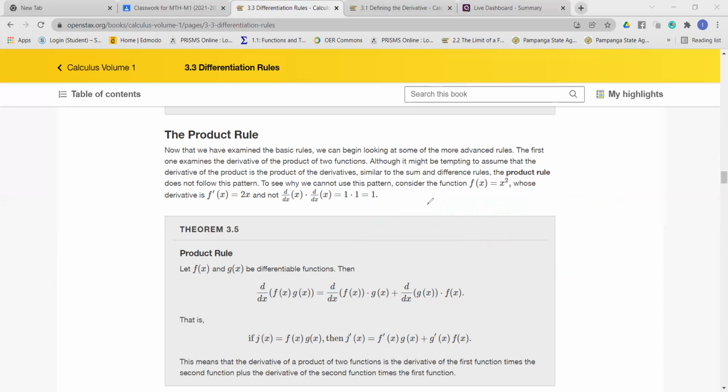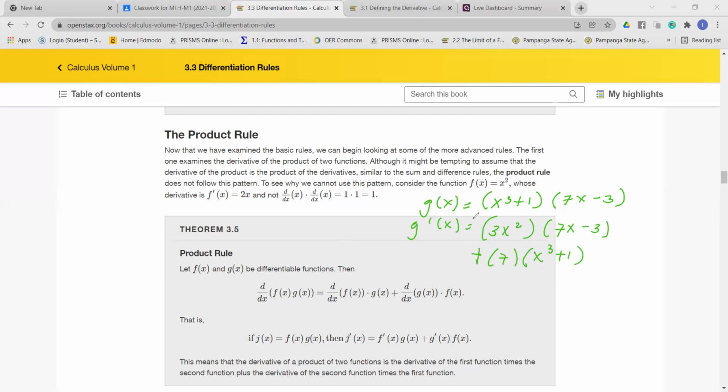So, ganun siya. Halimbawa, meron kang g of x be equal to x cubed plus 1 multiplied to 7x minus 3. So, ganun din siya. So, g prime of x will just be the derivative of the first, that will be 3x squared, times the second. So, kopyahin mo lang. Okay, plus, don't forget the plus sign. Derivative of the second, that will be 7 times the first term. So, x cubed plus 1. So, yun. So, that is the product rule.